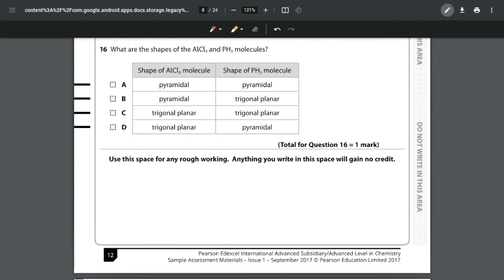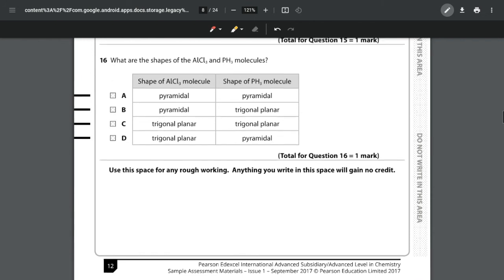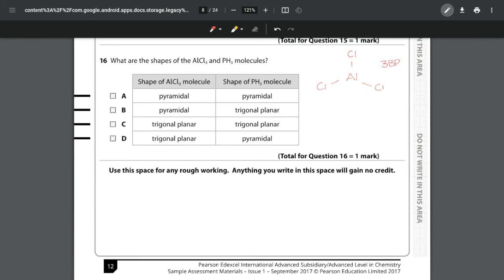For question 16, the shapes of the AlCl3 and the PH3 molecule, the best way to do this is draw them out. Aluminium is in group 3, so it is going to have 3 bonding pairs. Therefore, that is a trigonal planar shape. So that gets rid of A and B because they say pyramidal.